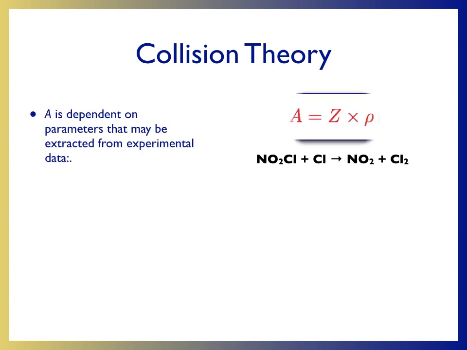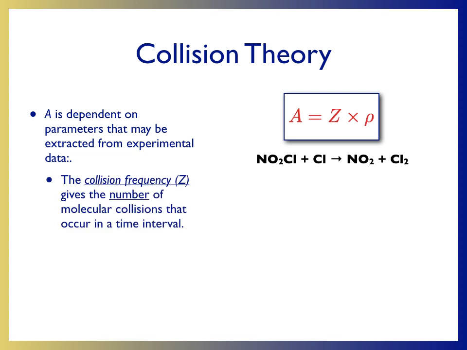We see that A depends on two factors. The first factor is the collision frequency, which is denoted by a capital Z. The collision frequency represents the number of molecules that collide at a given time interval. Molecules will collide more frequently with one another at higher temperatures, which makes the rate of reaction a lot higher.